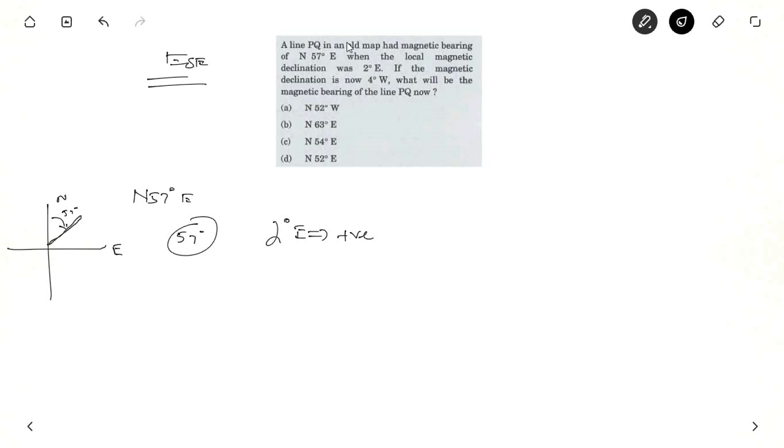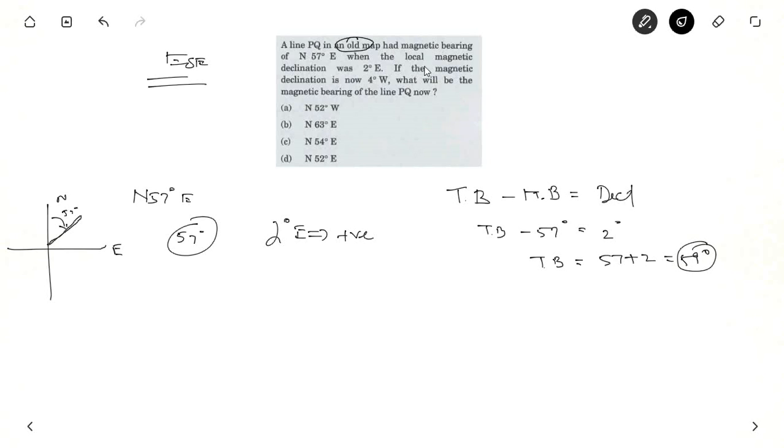Now they are asking if the magnetic declination has become 4 degree west, how much will PQ change? So first let us find out what is the true bearing when it was in the old map. True bearing never changes with time, so you can compare between old map and new map. So true bearing minus magnetic bearing equal to declination. So here you know that magnetic bearing is 57 degree and this is 2 degrees positive because it is in east. So true bearing equal to 57 plus 2 equal to 59 degrees.